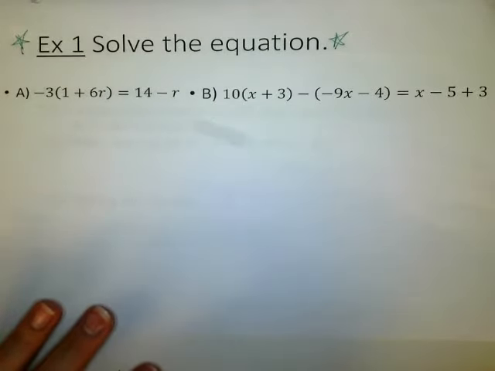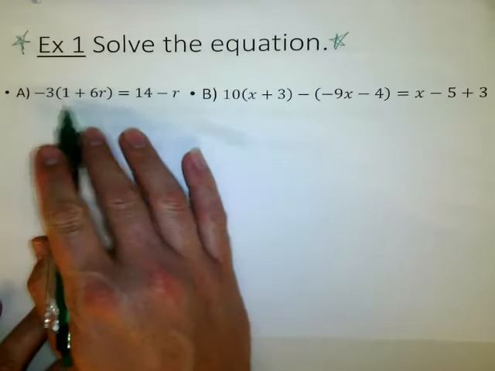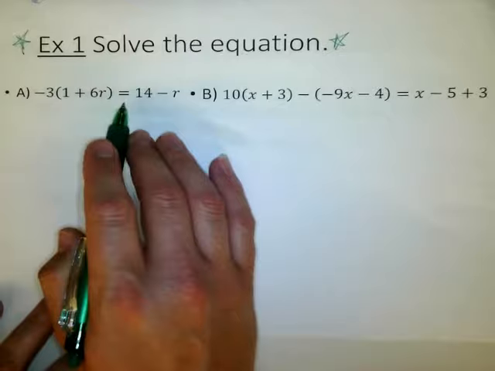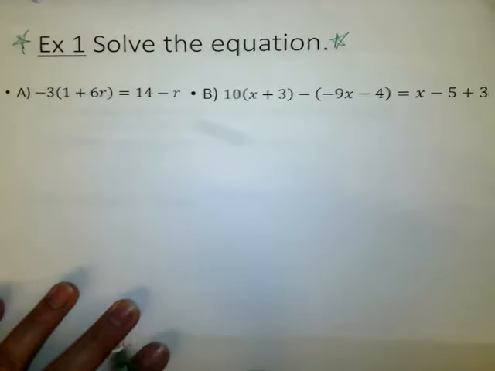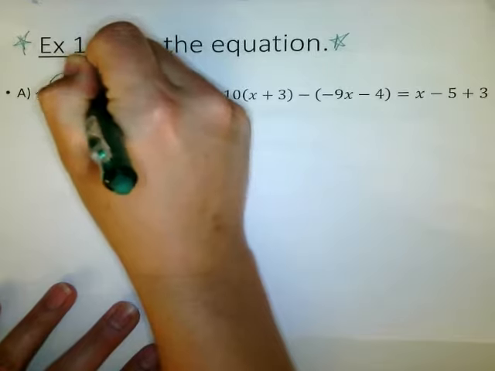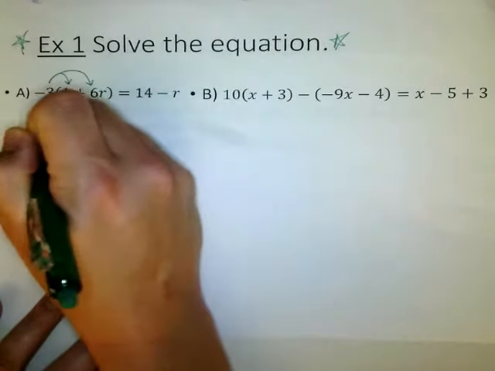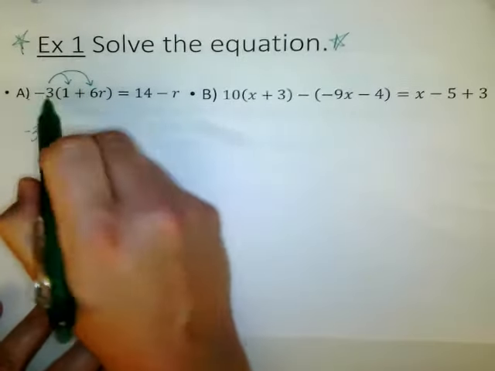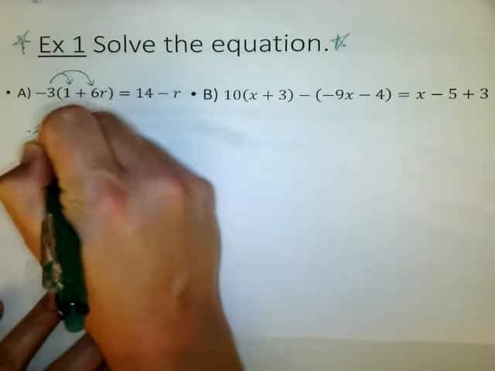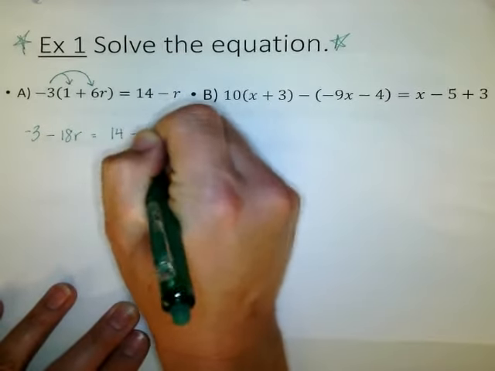And I'm sure you all know what to do here. We have negative 3 times the quantity 1 plus 6r equals 14 minus r. What do you guys want to do first? Distribute, sure. I'm going to distribute that 3. When you distribute the 3, negative 3 times 1 is negative 3. Negative 3 times 6r, negative 18r. Very good. Equals 14 minus r.